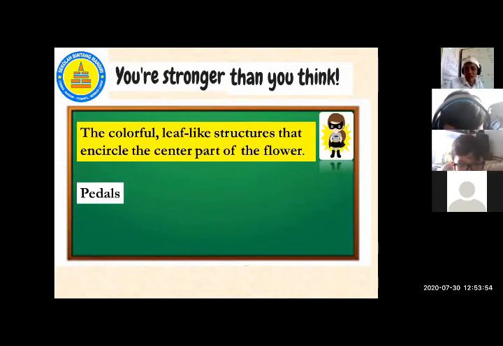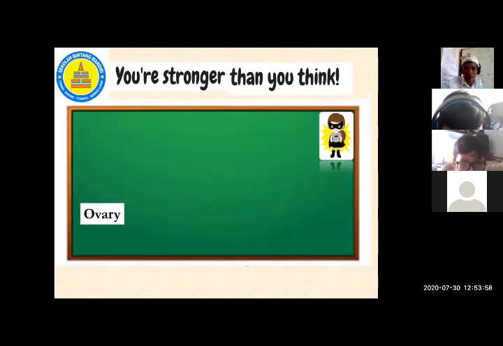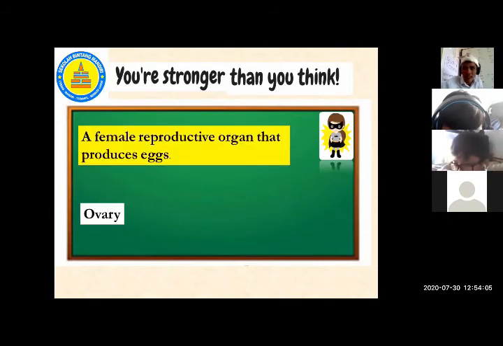Next. Still close your eyes. Close your eyes. Okay. A female reproductive organ that produces eggs. Yang mana yang produce eggs? Ovary, very good. Wow, awesome. Next, let's continue.